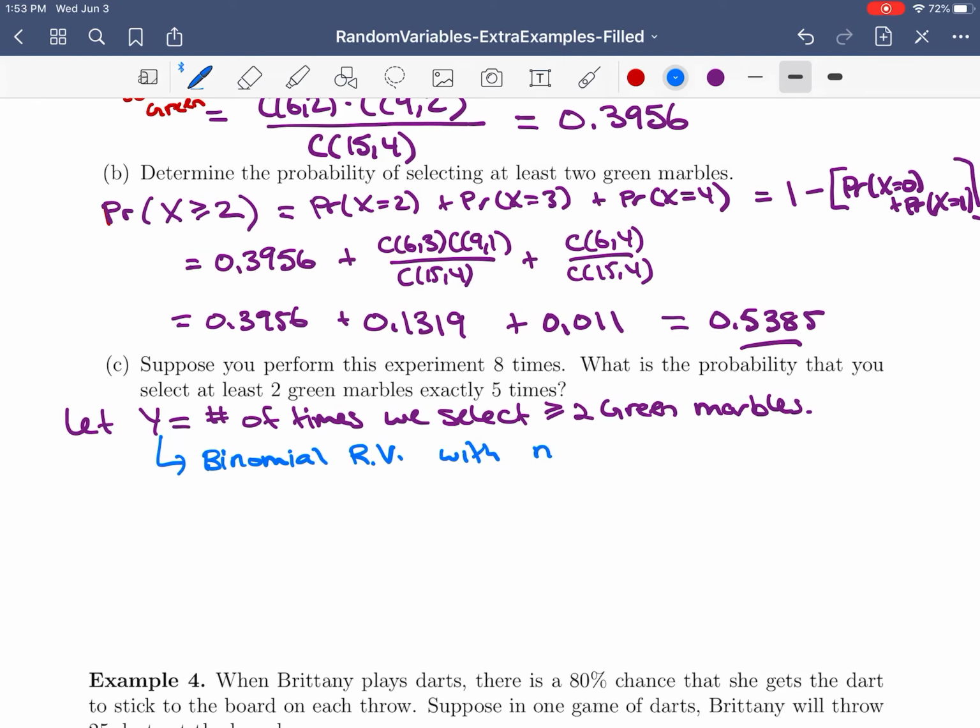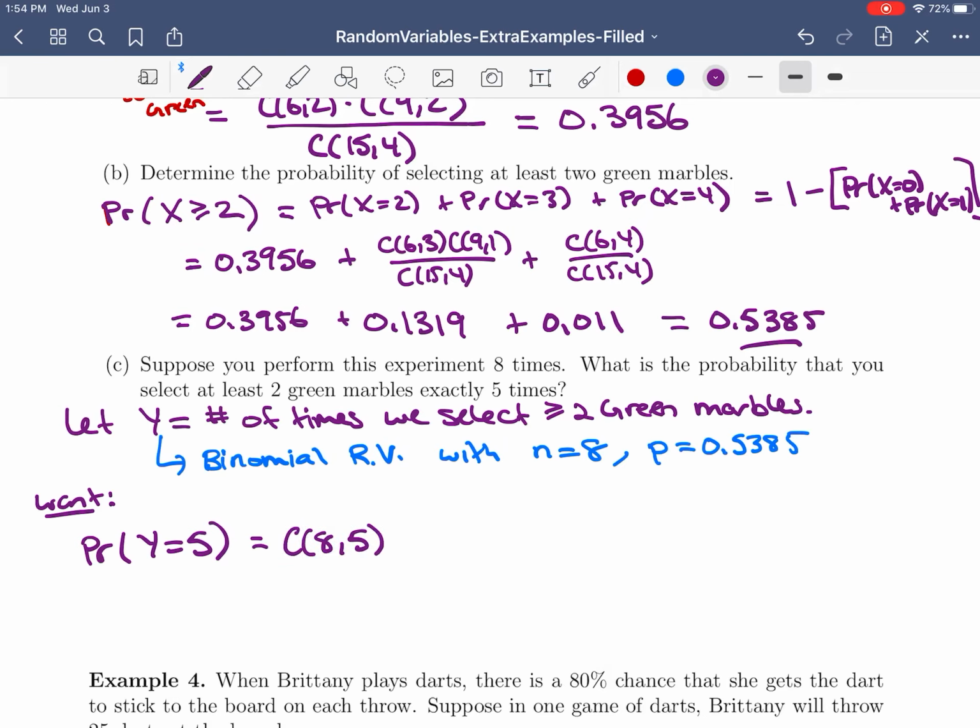Okay, it's going to have my n, the number of trials, as 8, and the probability of success is the probability that we computed in part B, because the success here is that we get at least 2 green marbles. Okay, and then what we're looking for is the probability that y equals 5. So we want to know the probability that this happens exactly 5 times. So we can use the binomial formula.